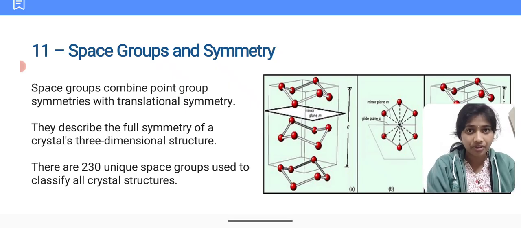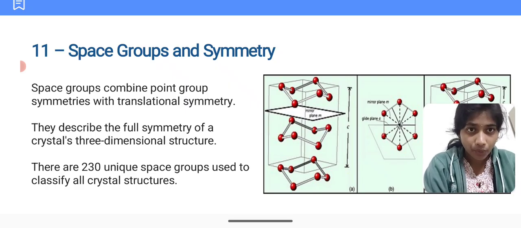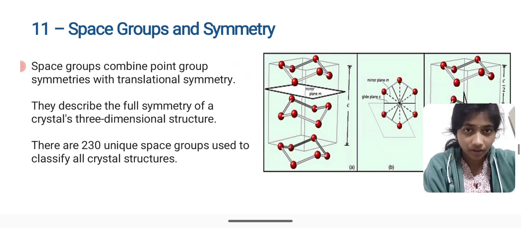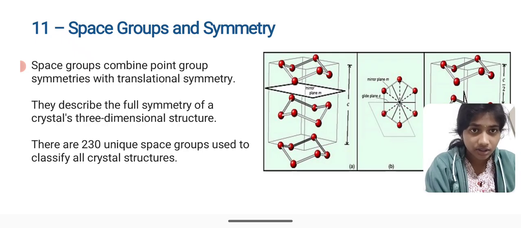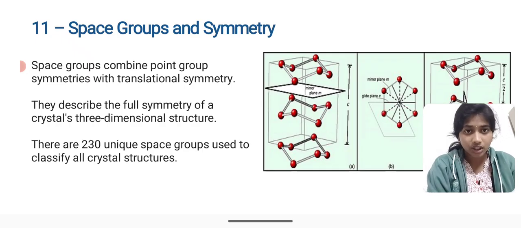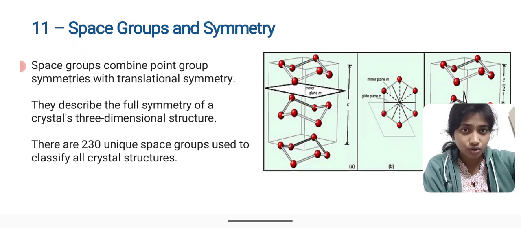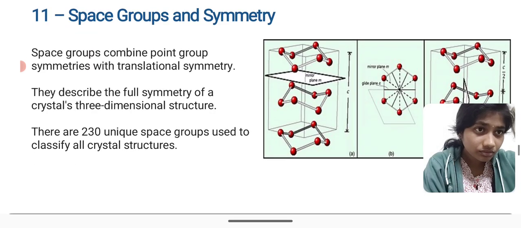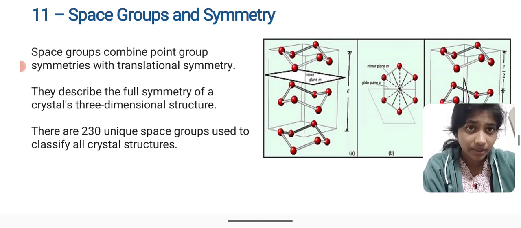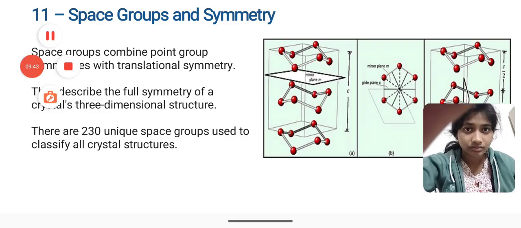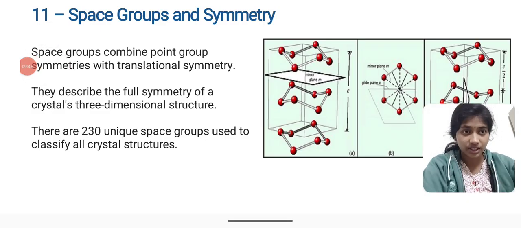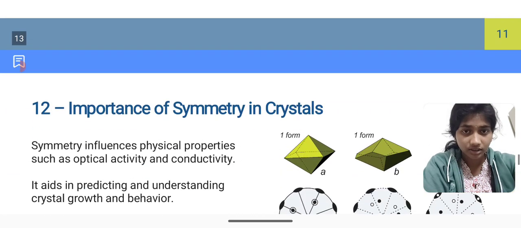Space groups and symmetry. Space groups combine point group symmetry with translation symmetry. They describe the full symmetry of a crystal's three-dimensional structure. There are 230 unique space groups used to classify all crystal structures. This is the relevant picture for space groups and symmetry.